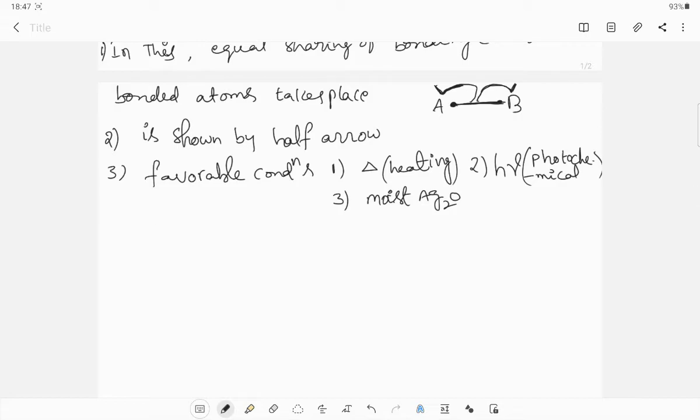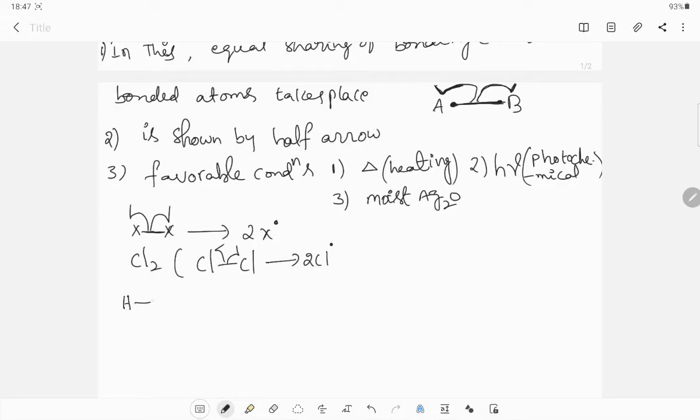See here, suppose I take an X-X bond. Both atoms are the same, so there is no electronegativity difference. If you do homolytic fission, then what will be formed? Two X radicals will be formed. For example, a real example: if I take Cl2 and break the Cl-Cl bond homolytically, then two chlorine radicals will be formed.